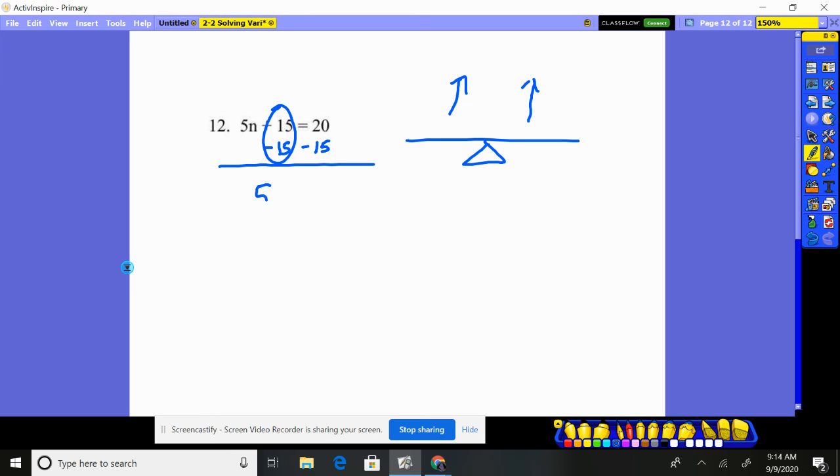That goes away. 5n equals 5. You can see it's 1, but showing our work, which is super important, we divide both sides by 5. 1n equals the number 1. And you can plug that 1 again in there. 5 times 1 is 5 plus 15. Yes, 20. There you have problems 7 through 12.